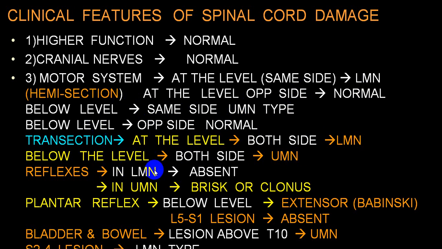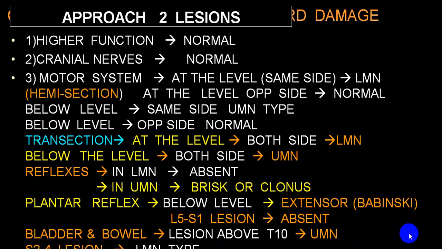Reflexes in lower motor neuron variety will be absent. In upper motor neuron type of damage, they will be brisk and clonus will be present. Plantar reflex below the level will be extensor. And if there is damage at the level of S1, plantar reflex will be absent. Bladder and bowel involvement will be there if the lesion is above T10 level, and it will be upper motor neuron variety. And if you have damage at the level of S2, S3, S4 spinal cord segments, like in case of a conus medullaris or in case of a cauda equina lesion, it will be a lower motor neuron type of bladder and bowel involvement.